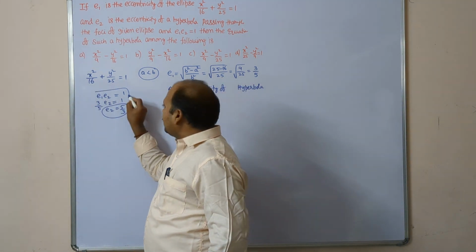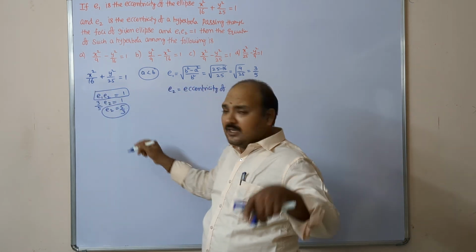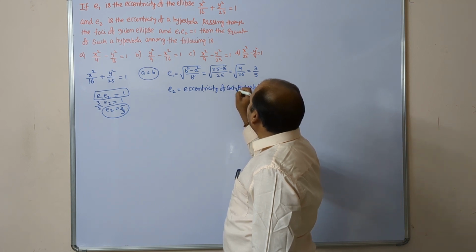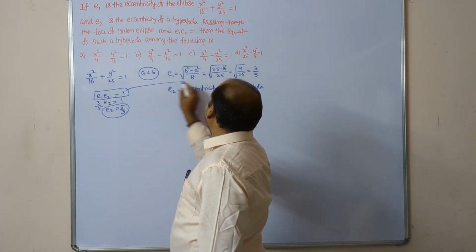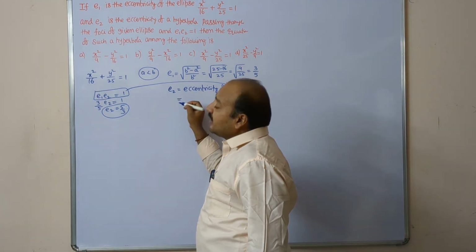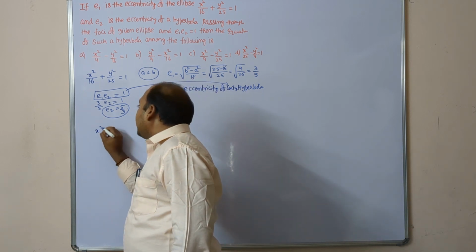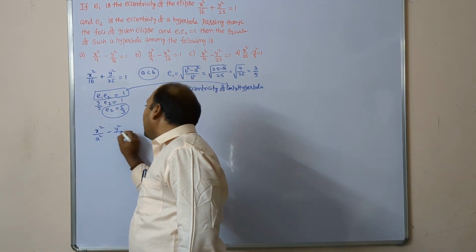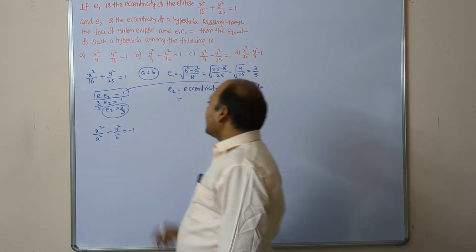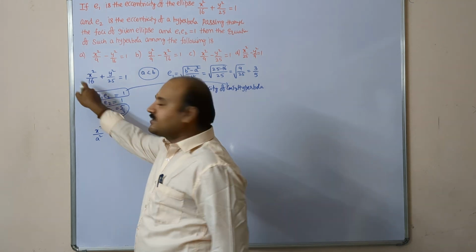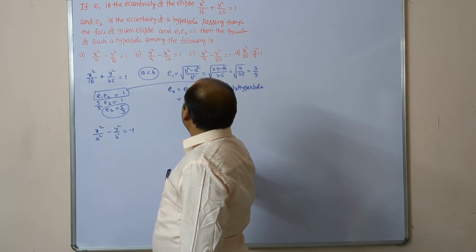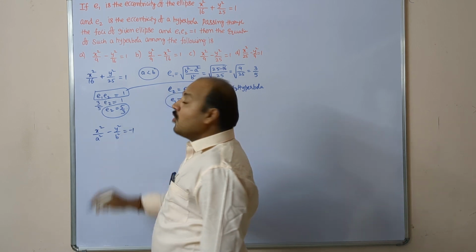Whenever E1 E2 is equal to minus 1, this hyperbola is a conjugate hyperbola. You remember, whenever this condition is attained, the hyperbola becomes a conjugate hyperbola. Conjugate hyperbola means the required hyperbola equation will be x square by a square minus y square by b square equal to minus 1. Now, this is passing through the focus of this ellipse.